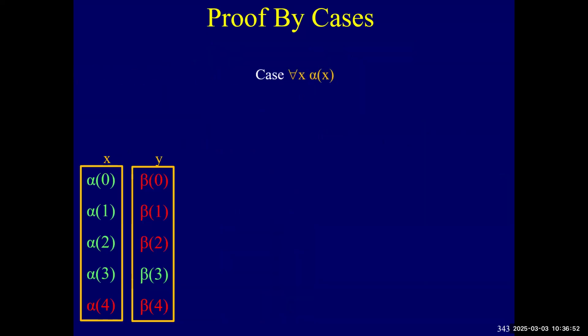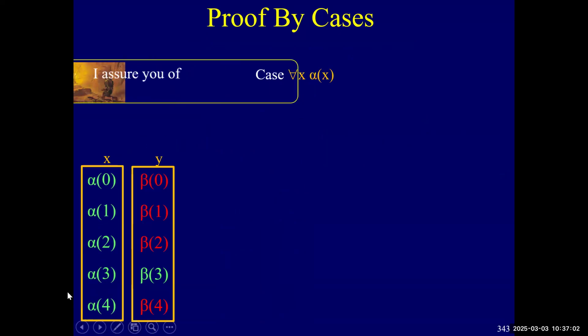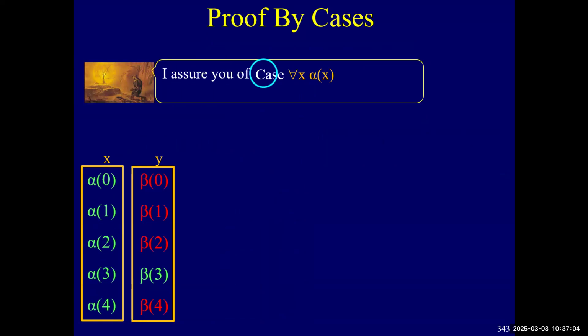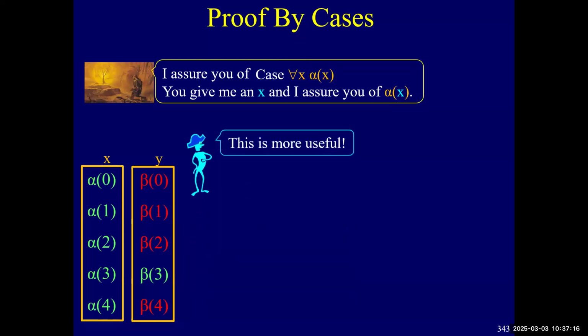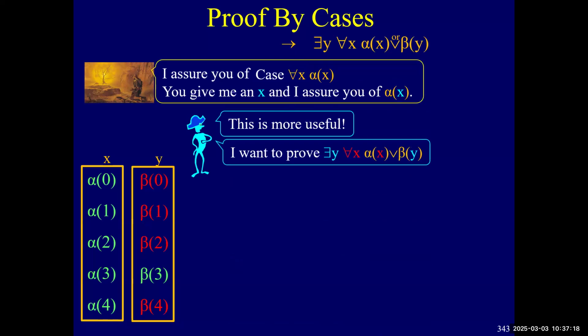All right, so now what are we going to do with these cases? Well, in this case, all the alphas are true, right? So here's the case that all the alphas are true. And she's assuring us. This oracle is a much nicer oracle, right? I can give her any x, and she assures me it's true. So it's a more useful oracle. And how are we going to use it? Well, we need to prove this whole thing here, right? Now, what do I have to do?